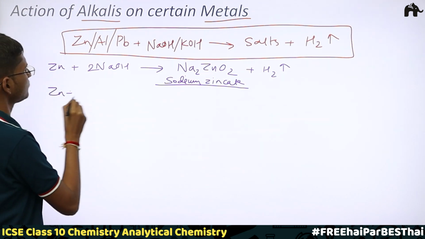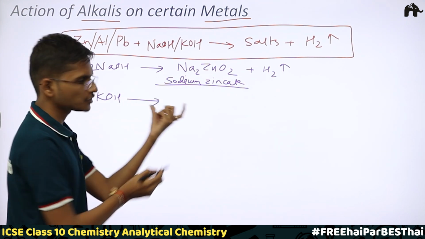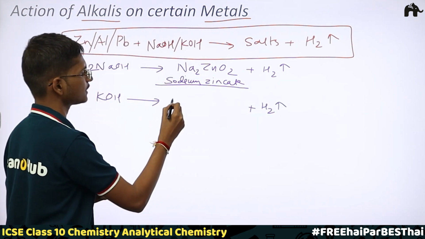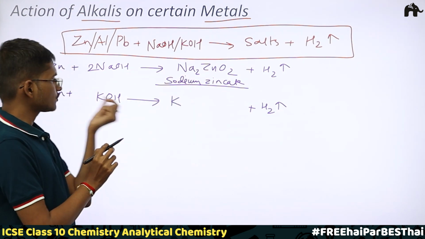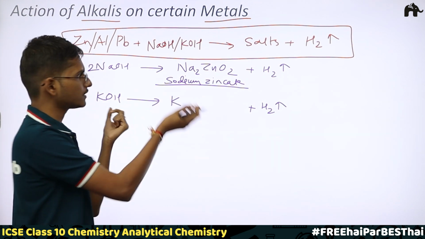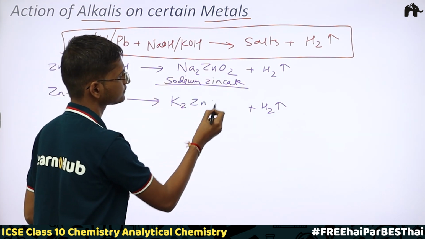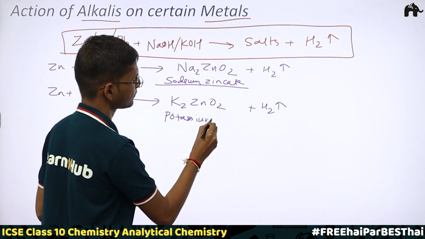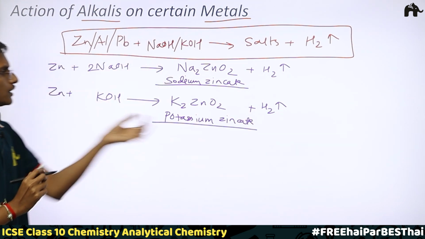So zinc plus KOH, what would it give? Salt and hydrogen gas. First I'm writing that hydrogen gas is getting liberated, and the salt would be like sodium, which formed sodium zincate. In the case of potassium hydroxide, it would form potassium zincate. The formula would be exactly the same, instead of Na2ZnO2, K2ZnO2. And what is its name? Potassium zincate. Now balance it again.